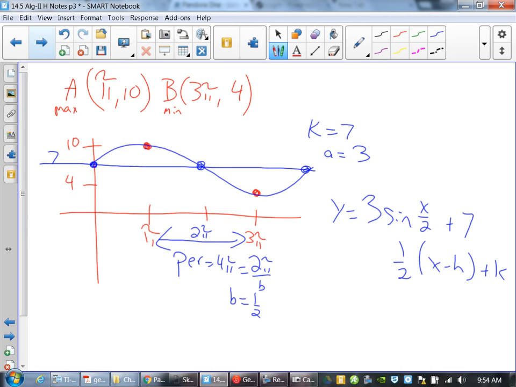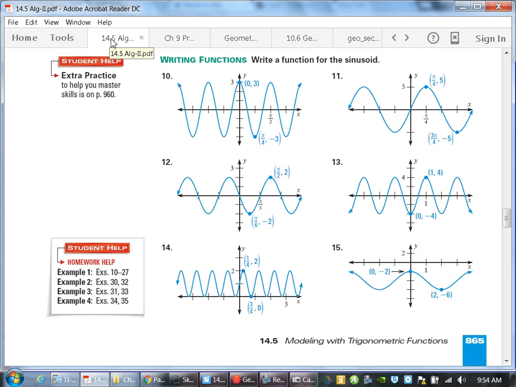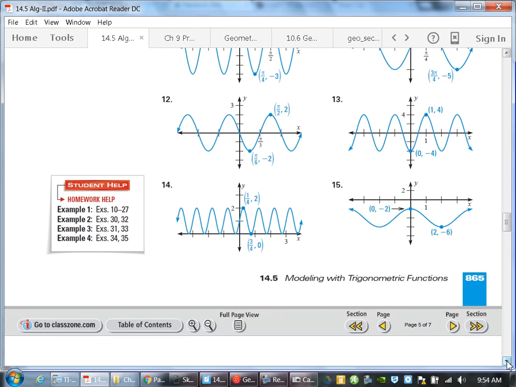Okay. So the other problems that you guys have not done in 14.5 would be the next page over. I just want you guys to do this first column of them.